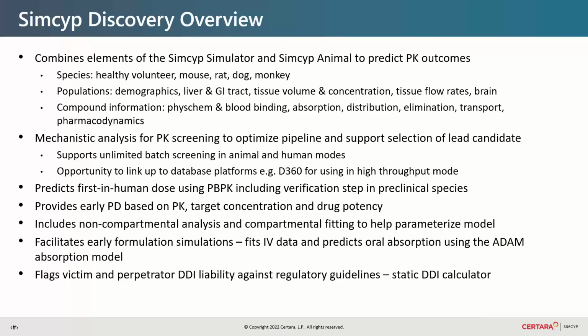The compound information is simplified, so we need some information about the physicochemical and binding properties of the compound, and we want then to make predictions about the absorption, distribution, elimination, transport, and pharmacodynamics. And I'll explain as we go through the slides how we do that. As we mentioned in the questions, we can support batch screening, so we can run libraries of compounds through the tool. And obviously, as we discussed, it's possible to think about linking up the Discovery tool to things like D360.